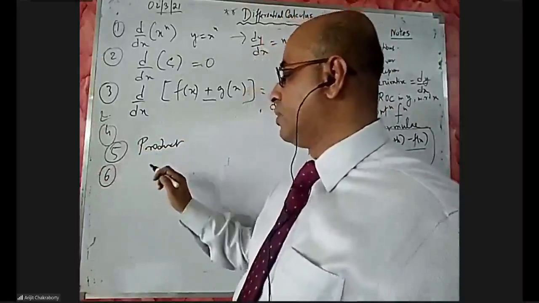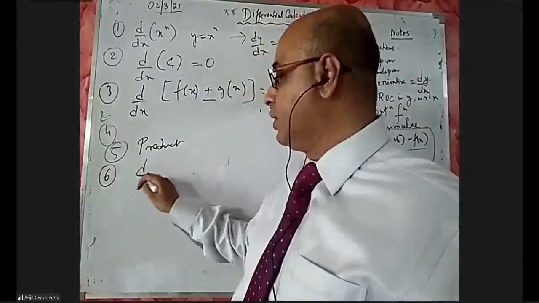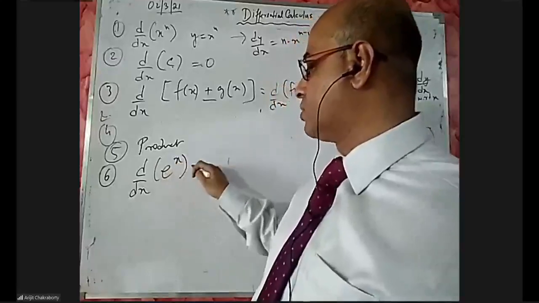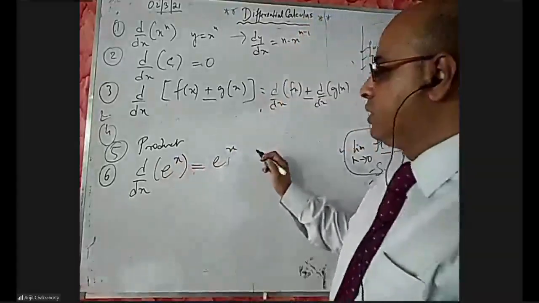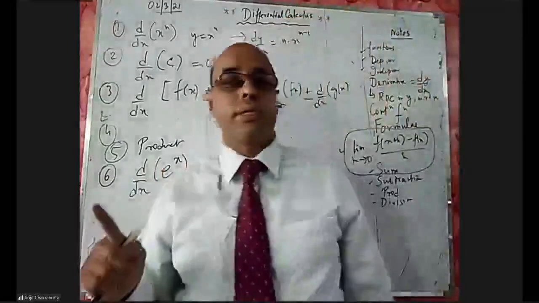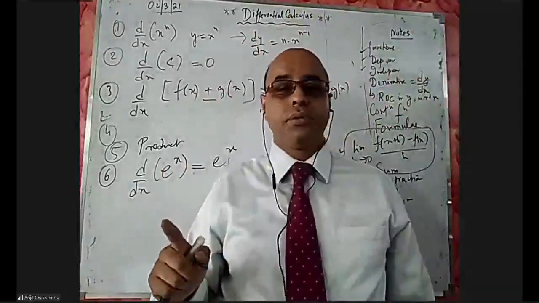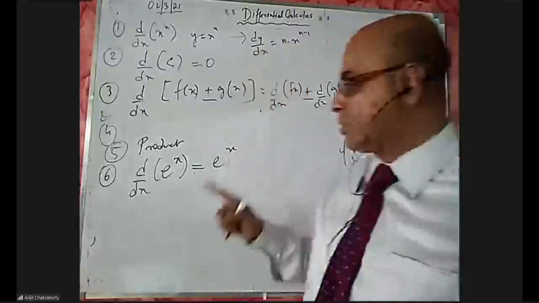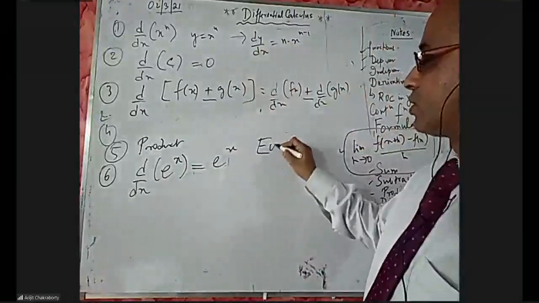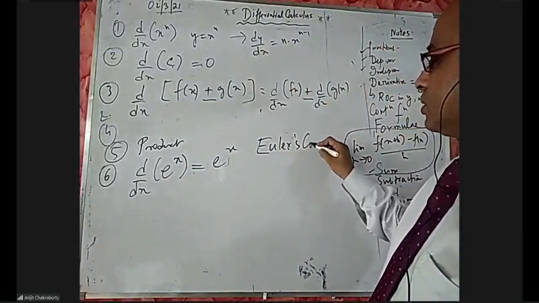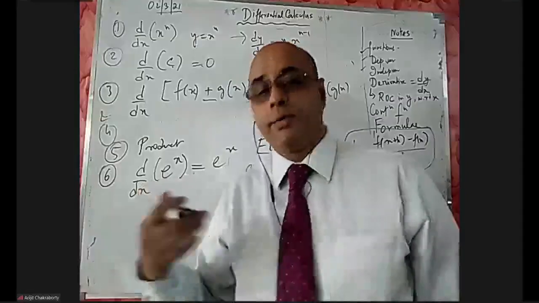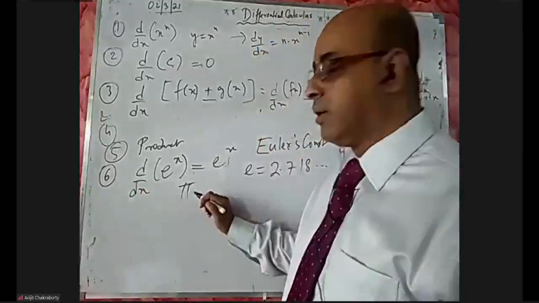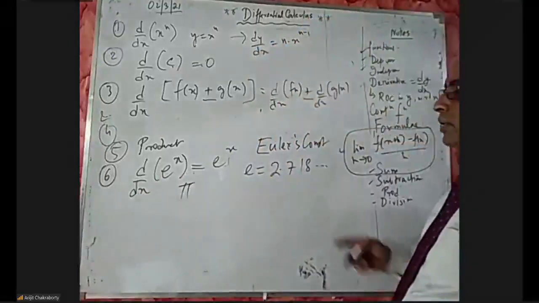Formula 6 is an important formula. d dx of e to the power x is always equal to e to the power x. You have to remember this. We will deal with e again in statistics when we discuss an important theoretical distribution, the Poisson distribution, which is in the curriculum. e is nothing but the Euler's constant. Just as you know pi is 22 by 7, e is approximately 2.718. It is known as Euler's constant.